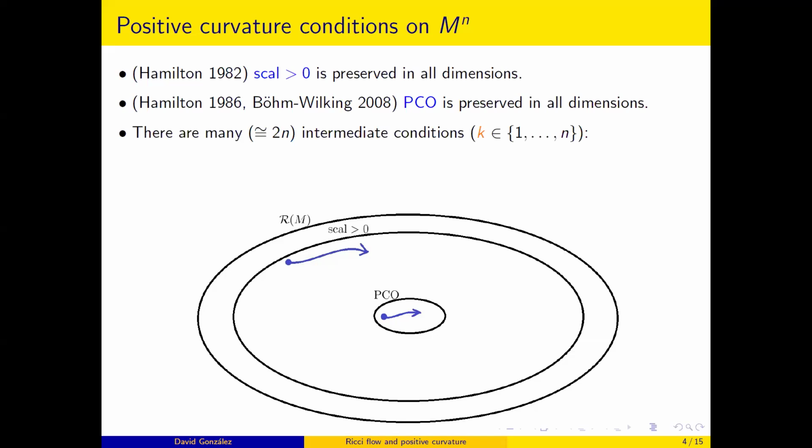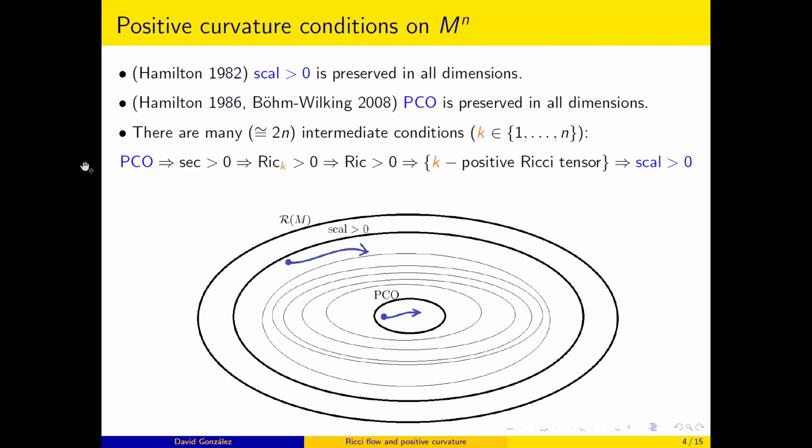Okay, now in between this weak condition and this super strong condition, there are a lot of conditions. I want to briefly go over them. Twice n conditions, where n is the dimension of the manifold. We have positive curvature operator, which is stronger than positive sectional, which is stronger than something called positive Ricci K. If you know it, that's fine. If not, it's just an average of sectional curvatures. So here the K goes between 1 and n. So we have n conditions here.